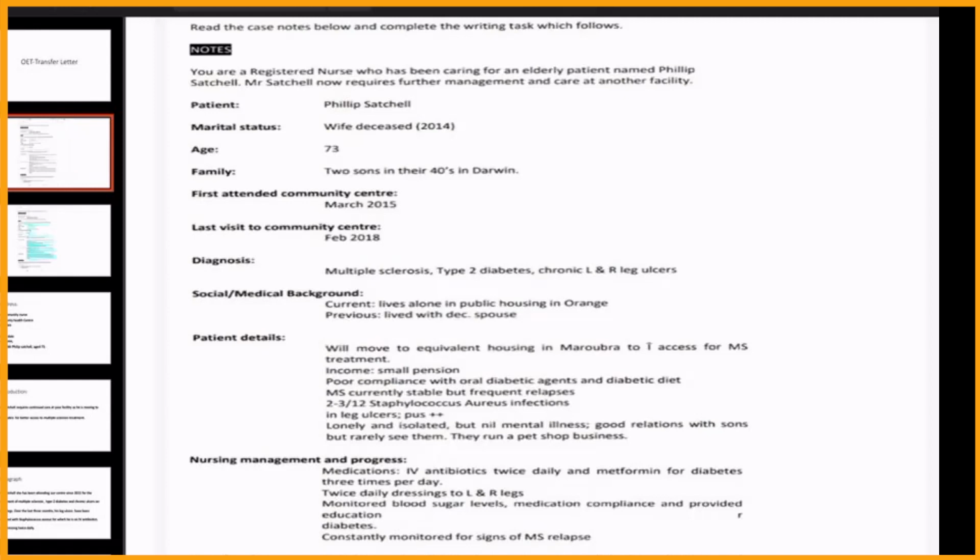Yes, ma'am. Clear? Did everyone understand? Yes, ma'am. Now, what is left out? Multiple sclerosis. What is the information related to multiple sclerosis given in the letter? And the patient details: MS currently stable, but frequent relapses. Then what is mentioned about multiple sclerosis in the next paragraph? Constantly monitor for signs of MS relapse.